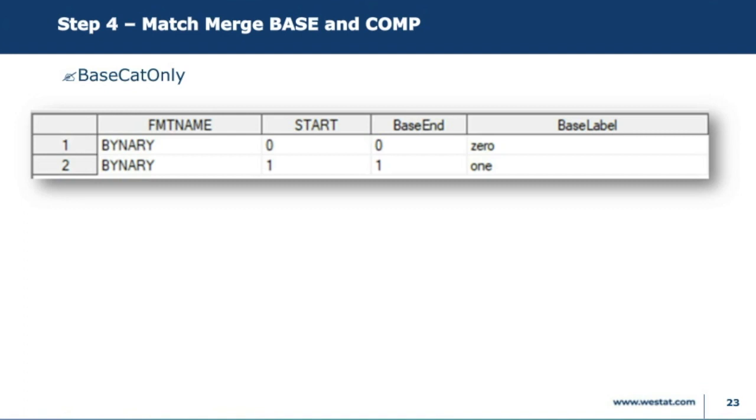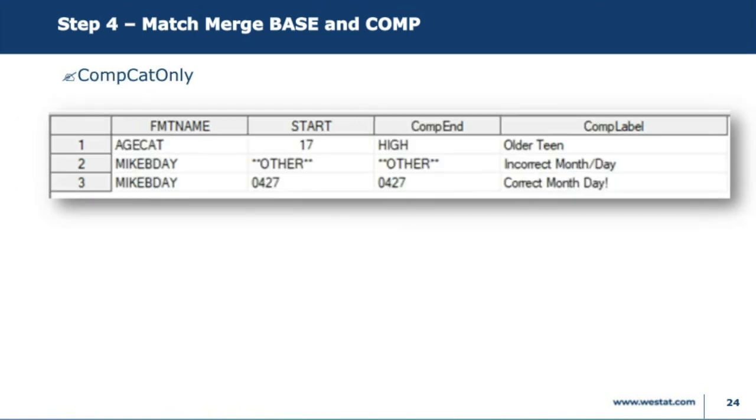So those were only in the base but not in the comp. Here we have in the comp catalog, these are entries that were in the comparison catalog but not in the base catalog. And you can see there are 3 of them. For the age cat format, we had a start value of 17 was one of them. And then we had a Mike B-Day, 2 of those. One, the start was other, and the other one, the start was 0427. So these are mismatches between the 2 catalogs.